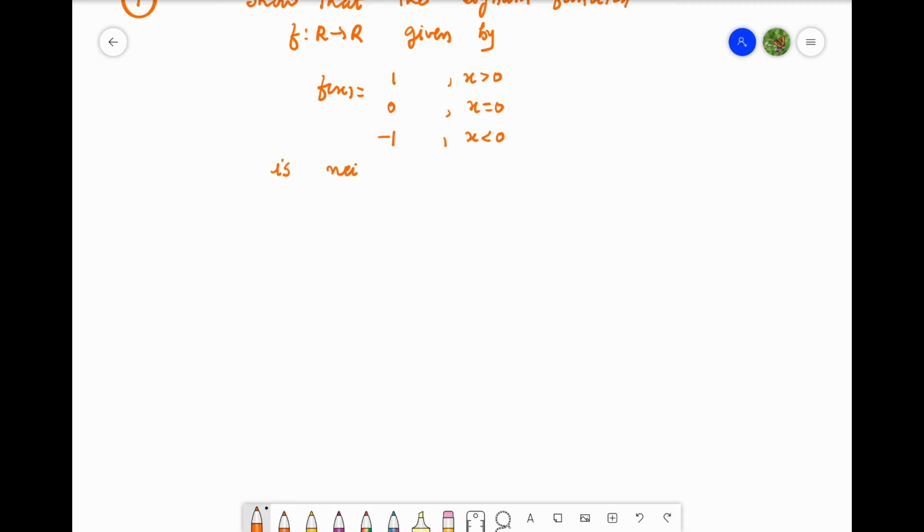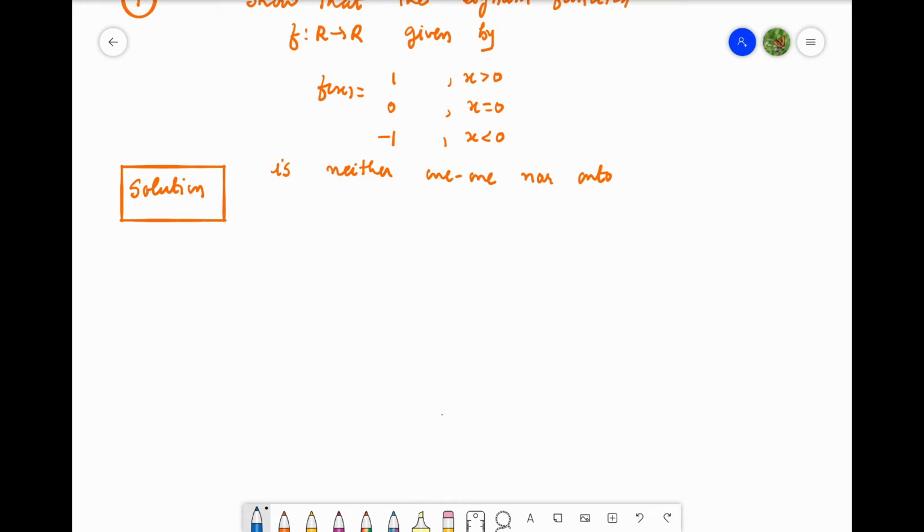Is neither one-one nor onto. From the definition it is clear that we can easily prove that it is not one-one. The reason is, if x is greater than 0, the value is 1. So if we take 1, 2, 3, f of 1 is 1 because 1 is greater than 0, f of 2 is 1, f of 3 is 1, so many elements are related with 1, so it is many-one.